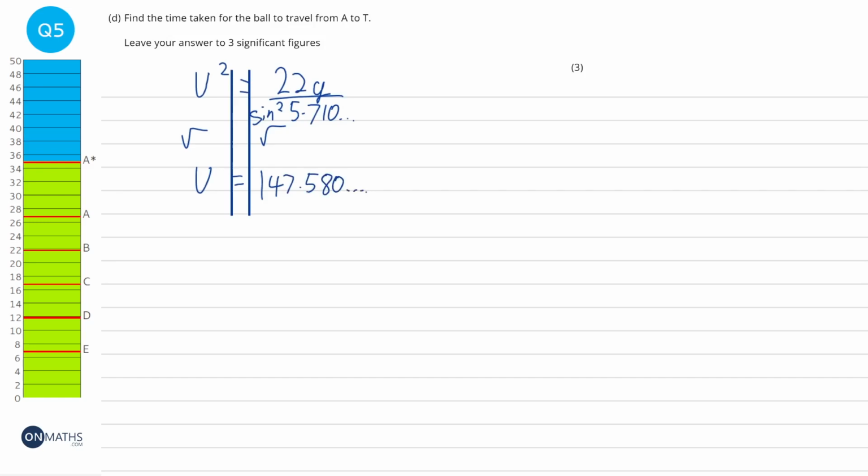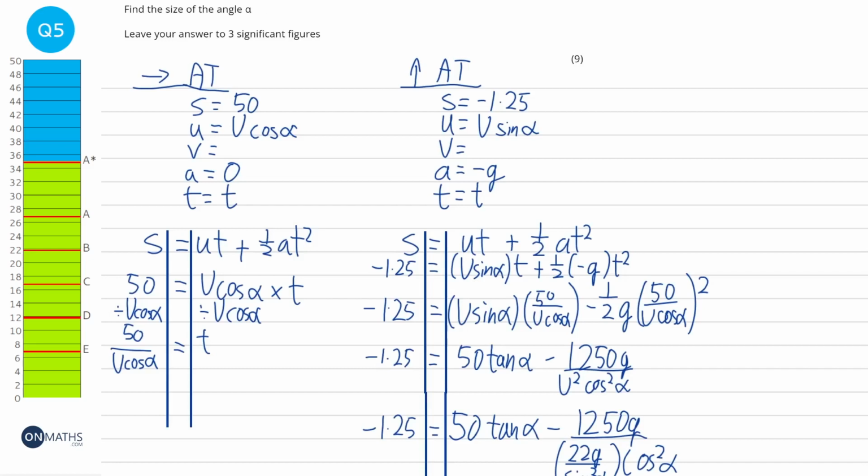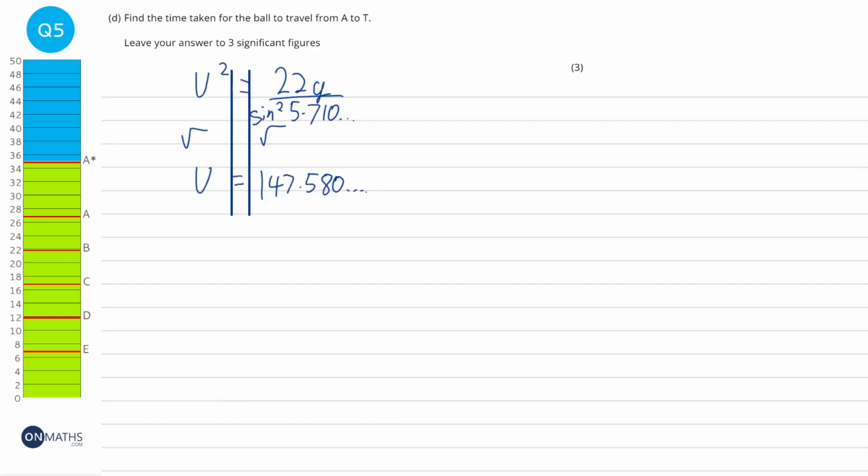Now all we need is a nice formula that gives us what t is if we know what u is. So we'll go back to question B and notice we've got a lovely little formula here, which says that to find t we just do 50 divided by u cos alpha. And so let's go back to question D, and we're just going to write that down. So 50 equals u cos alpha times t. Just show the examiner where we're getting this from.